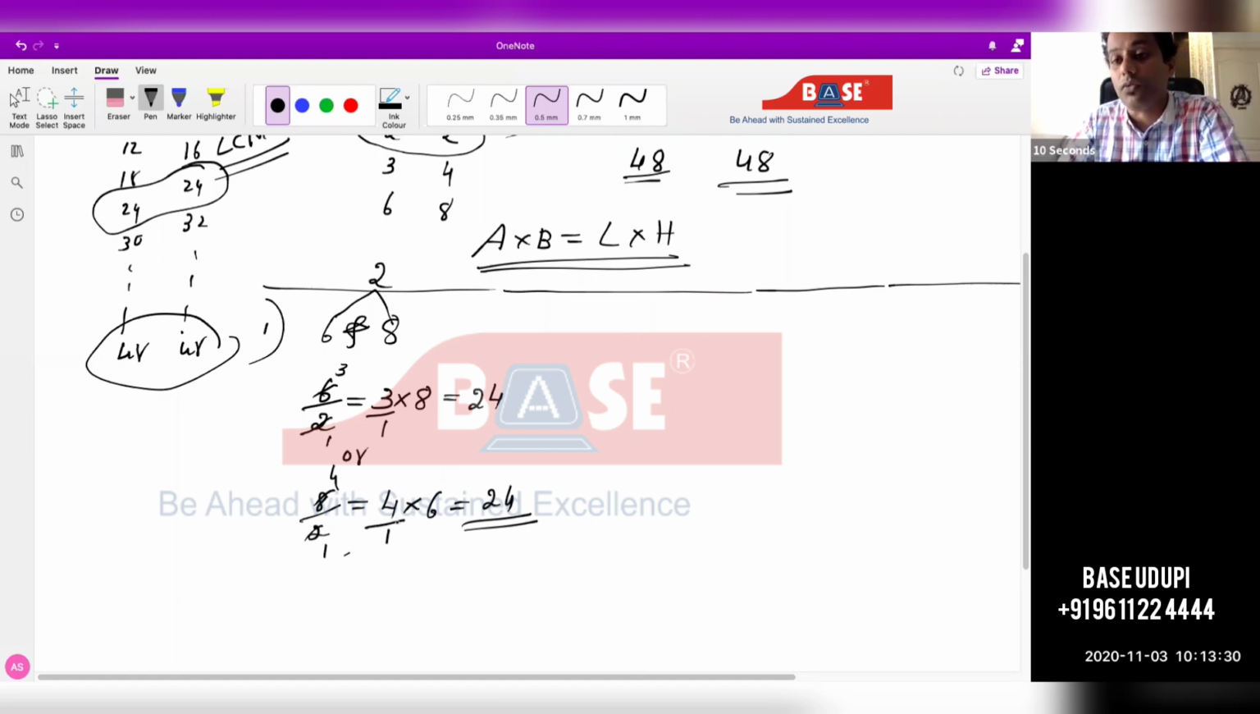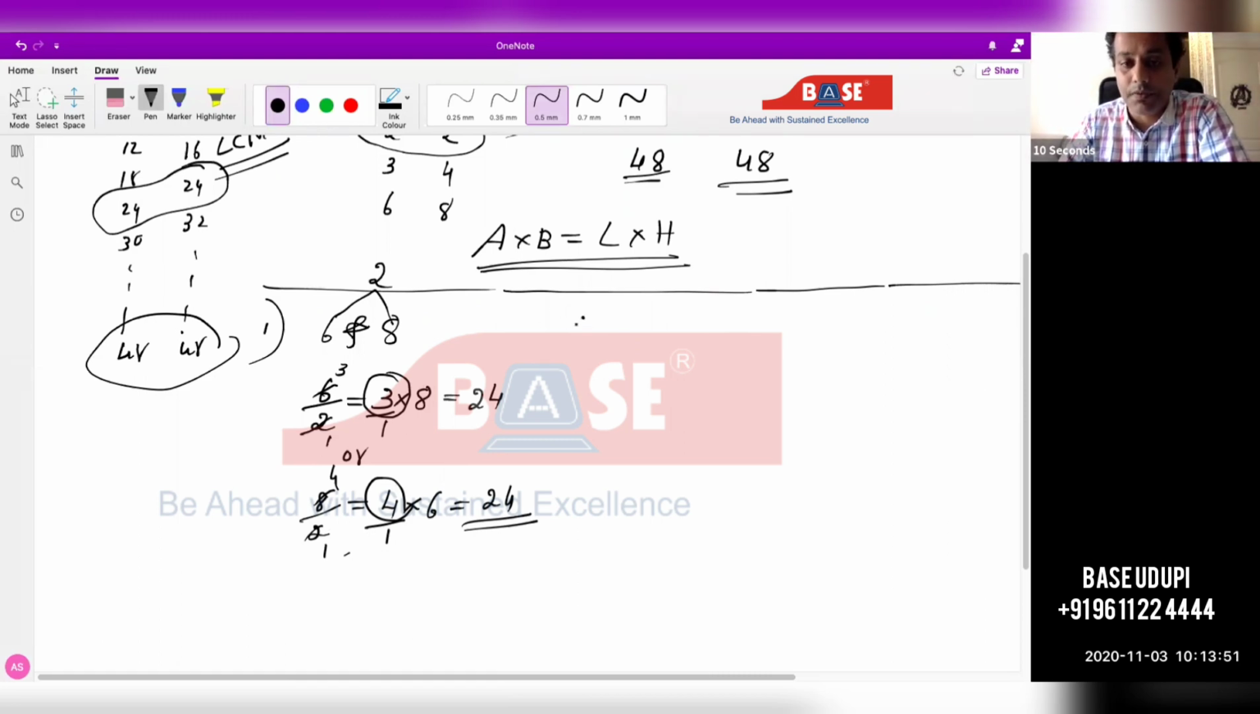Even if the denominator is not 1, you need to take only the numerator part and multiply with the other number. So why am I saying this? The reason is there can be numbers where the denominator is not 1. The denominator can be some other numbers also, but we need to take only the numerator and multiply with the other number.